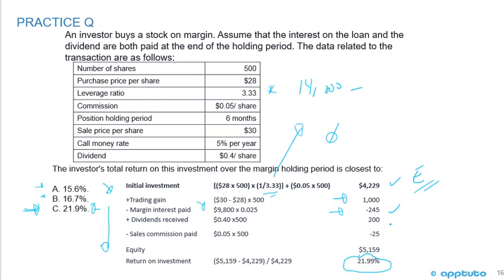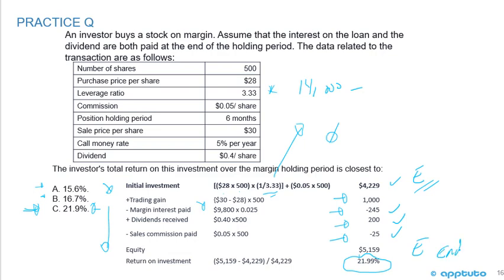Then I'm going to receive some dividends. 40 cents times 500 is 200. And I'm going to have to pay some commissions, minus 25. So again, we just go through my initial E plus the trading gain, minus the margin interest, plus the dividends, minus the commission on the way out, gives me my ending E.